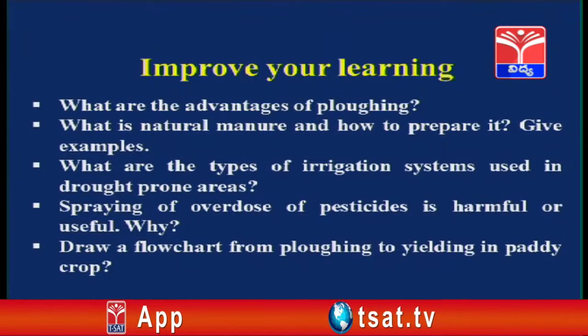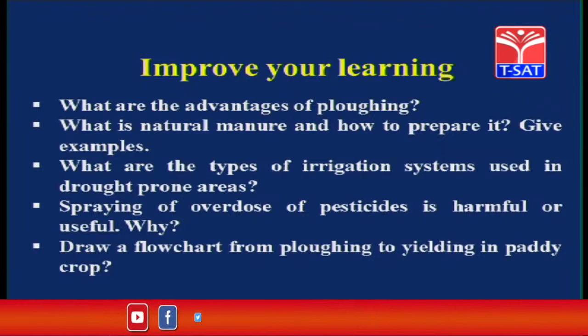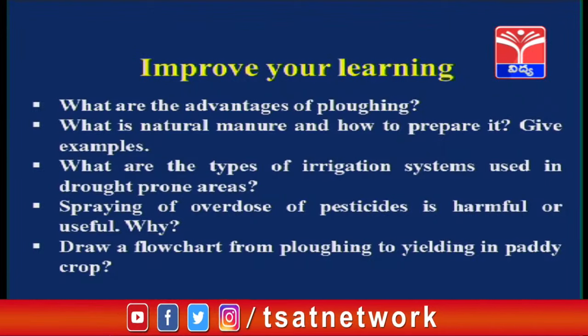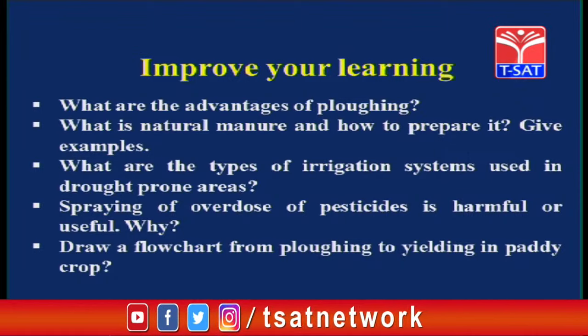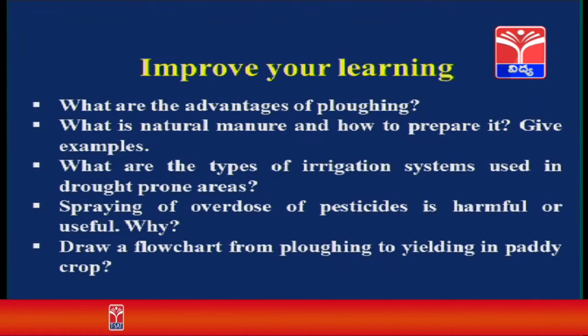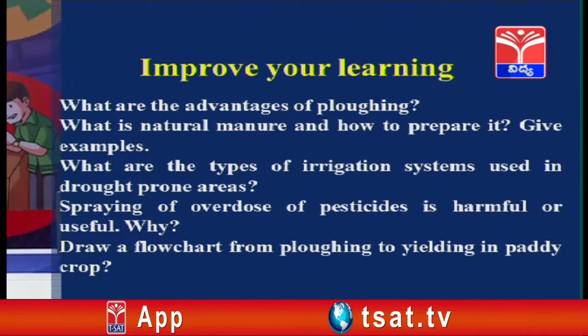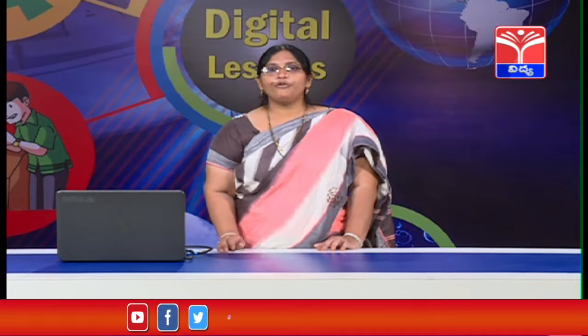Improve your learning. What are the advantages of ploughing? What is natural manure and how is it prepared? Give examples. Next one is, what are the types of irrigation systems used in drought prone areas where water scarcity is there? Next one, spraying of overdose of pesticides is harmful or useful. Draw a flow chart from ploughing to yielding in paddy crop. From the ploughing process till the yielding process, what are the steps involved? Write that down in a flow chart.